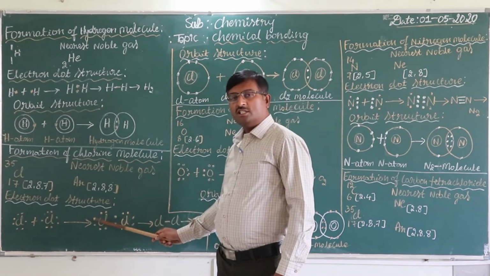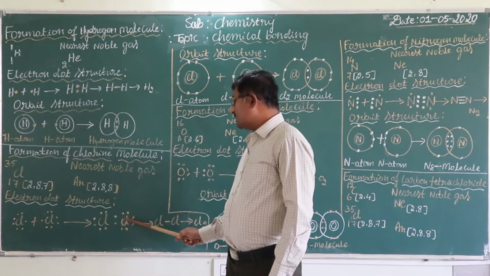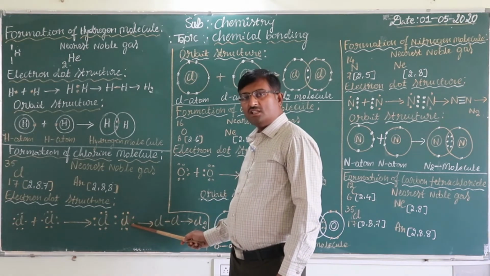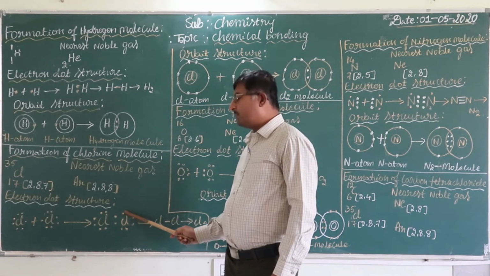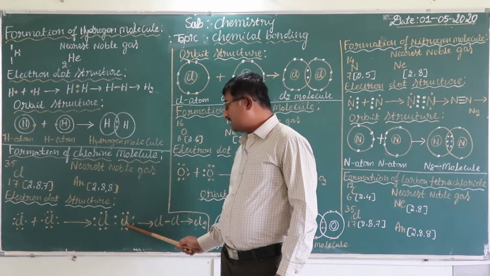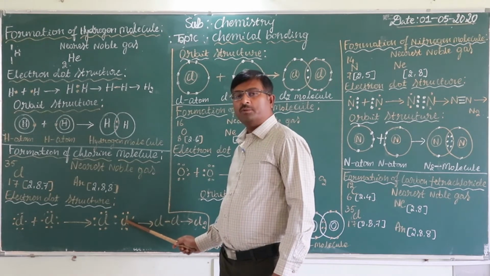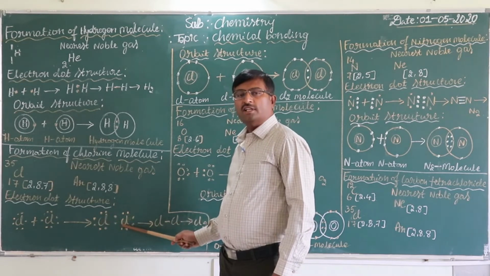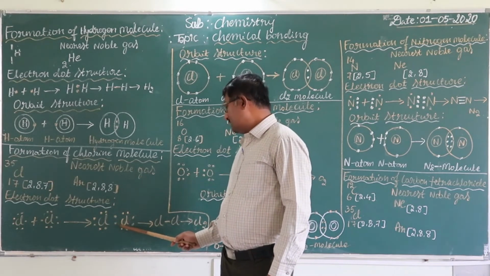Like that, this chlorine atom will think that these two electrons belong to it, so it is in stable configuration. In the outermost orbit 8 electrons are there, so I am in stable configuration, this chlorine atom is thinking. But these two electrons are shared between both the chlorine atoms and do not belong to any one chlorine atom.